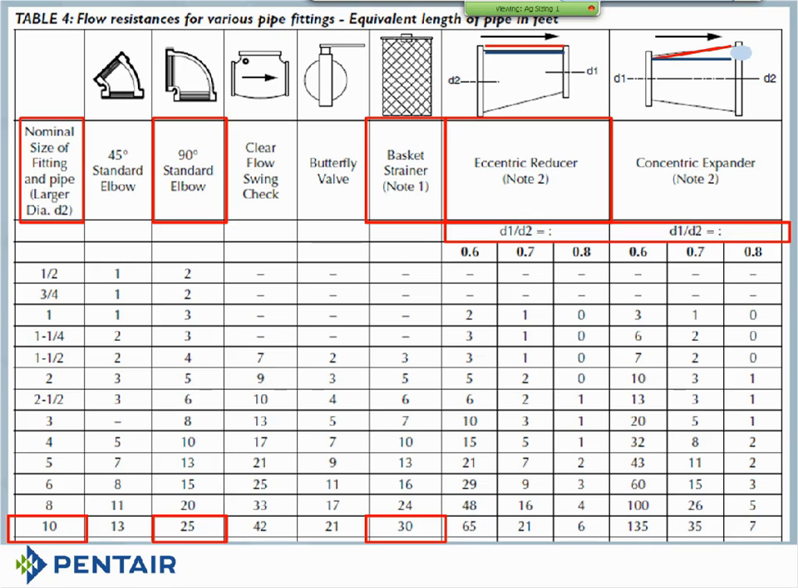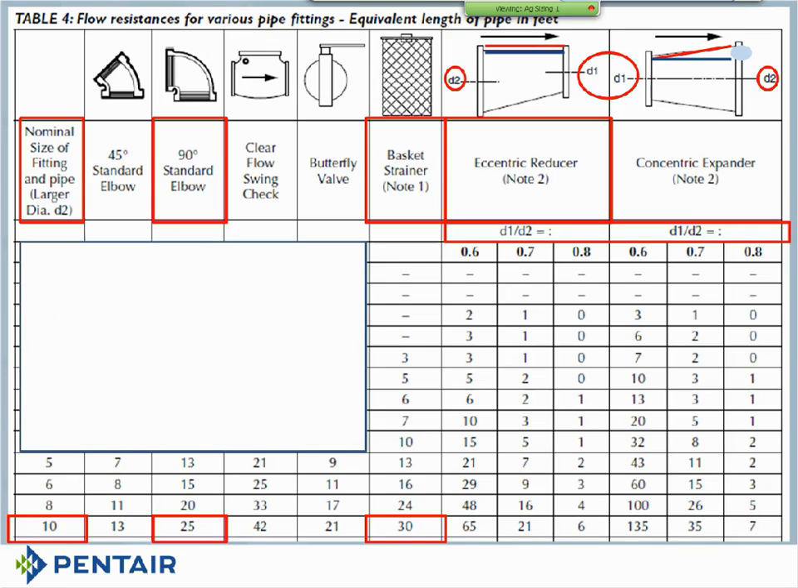And the formula says that if you take the smaller diameter and divide it by the larger diameter, of course, this is always going to give you a smaller number. That's important. So if we take diameter 1, our 5-inch diameter, by diameter 2, our 10-inch diameter, and divide the 5 by the 10, we get a 0.5.